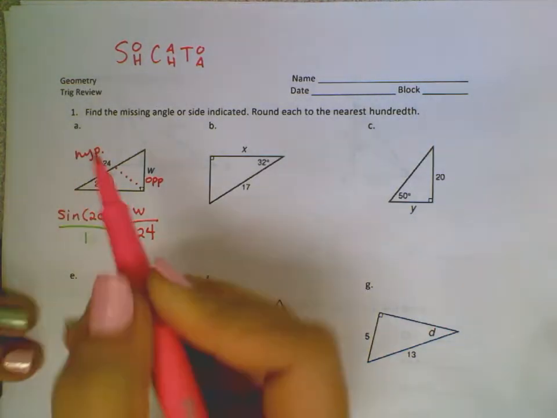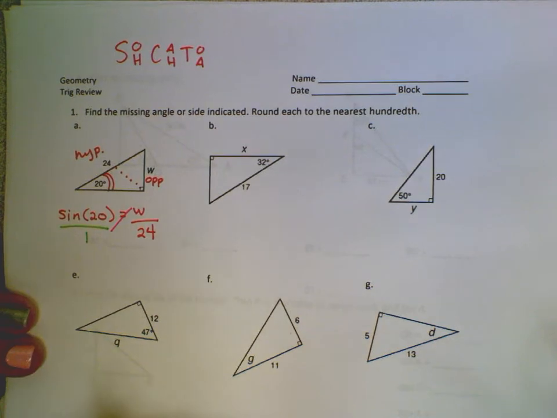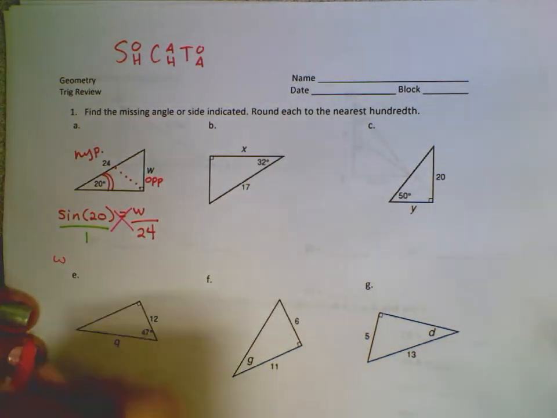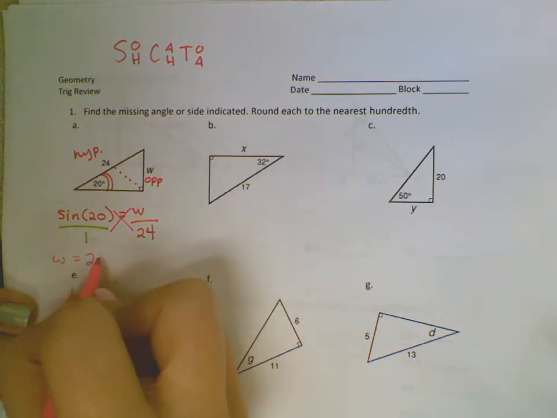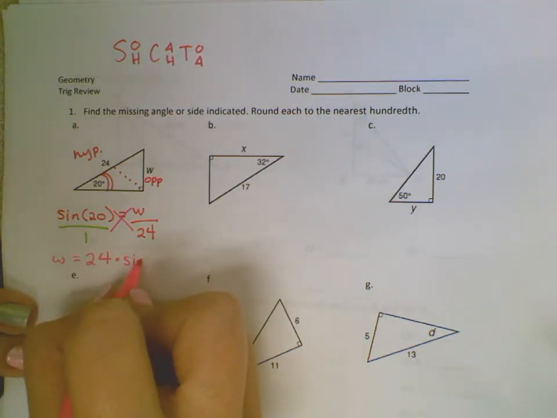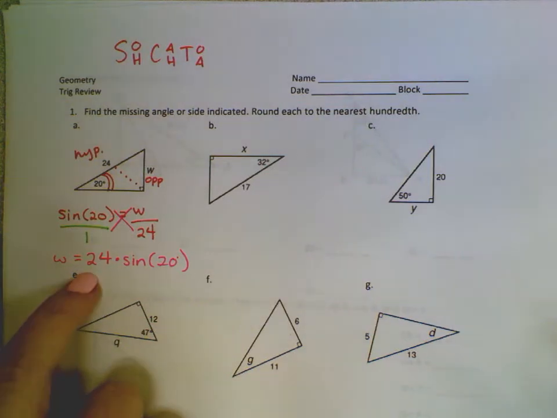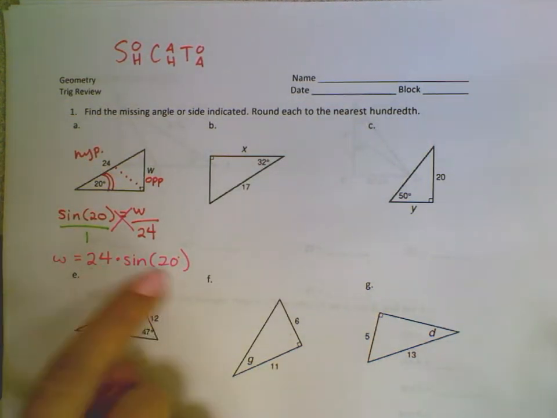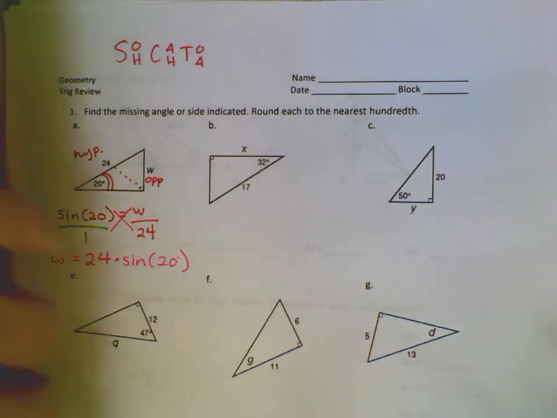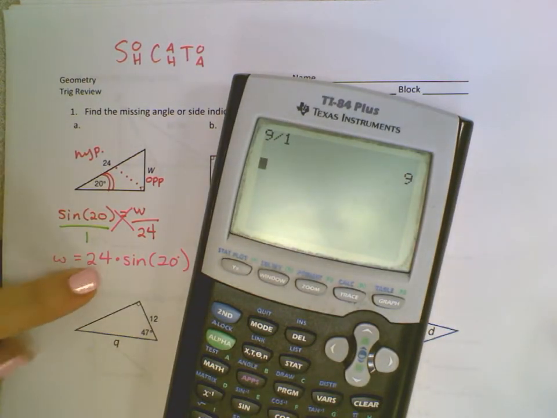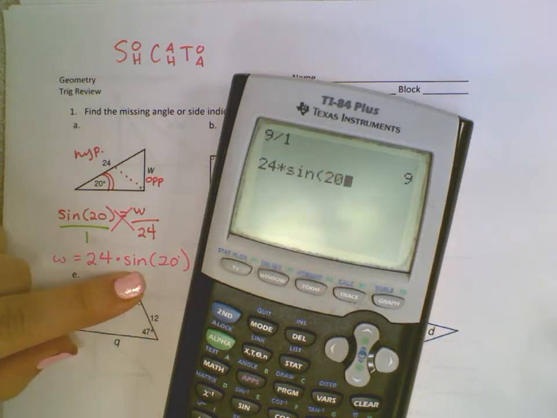From there we will cross multiply. And we know that W times 1 is W, and 24 times sine of 20 is 24 times sine of 20 degrees. From there, we're going to pick up our calculator because if we have our variable is equal to numbers, there's no variable on this side, I can go ahead and plug that into my calculator. And I can say W is equal to 24 times sine of 20.